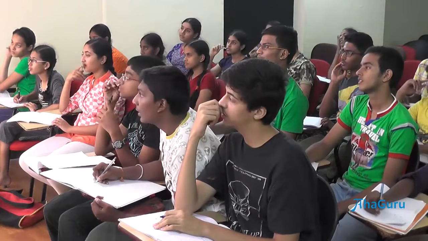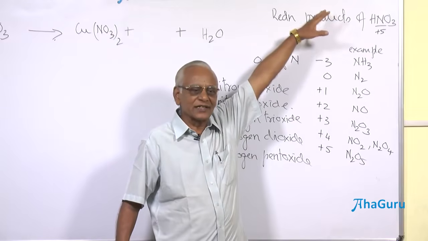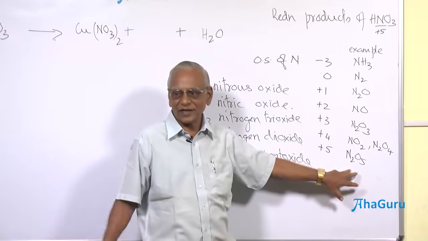N2O5, +5. What is the oxidation state of nitrogen in nitric acid? +5. Here also it is going to be +5. There is no change.